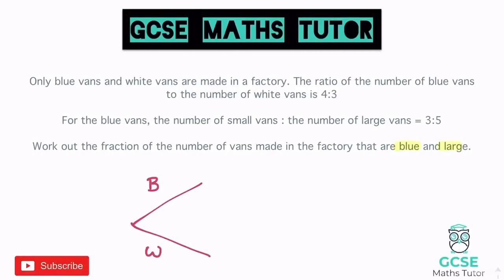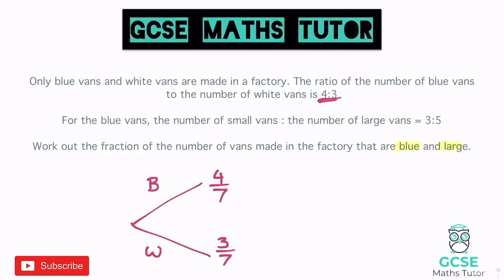Okay, so we've got the vans, they're blue or they're white. Now over here we've got the ratio of blue and white, we've got 4:3. Now that's out of 7 in total. So 4 out of the 7 there are blue and 3 out of the 7 there are white. So for the blue here we've got 4 out of 7. And for the white here, we've got 3 out of 7. There we go. And then it gives us the next piece of information.